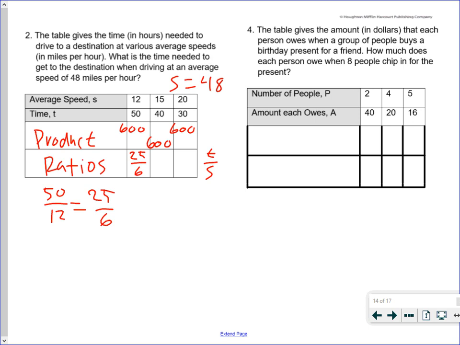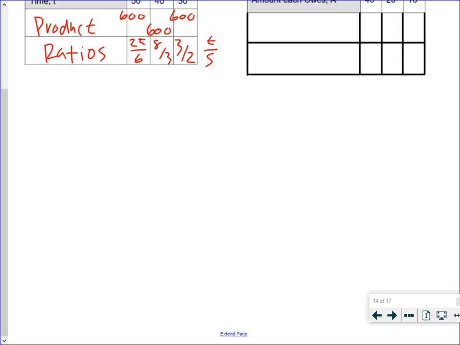For the second one, I have 40 over 15. If I reduce that, I can divide the top and the bottom by 5. I get 8 over 3. And lastly, I have 30 over 20, which you reduce by taking away those zeros, or divide the top and the bottom by 10. So it's going to be 3 over 2. We see that all the ratios are different. They're not the same, so that tells me that this cannot be a direct variation, but it has to be an inverse variation. So we're going to use an inverse variation equation to solve it.